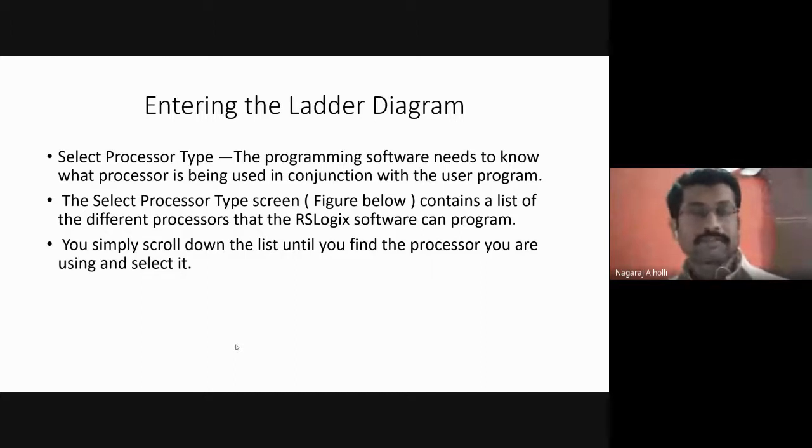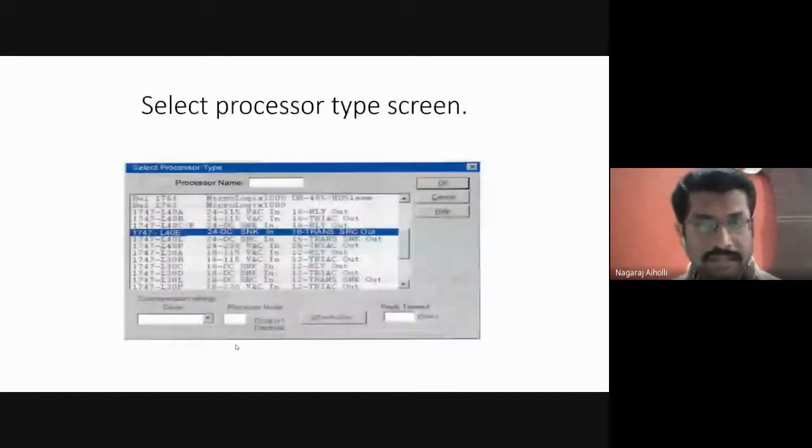The select processor type screen, which is shown in the next figure, lists the different processors that the RSLogix software can program. You can see in this figure here. This is the processor selection, how we can select the particular processor for that particular PLC. It's completely software based. We are discussing the software, not the hardware part. We can select the particular processor which we want to be used along with our PLC.